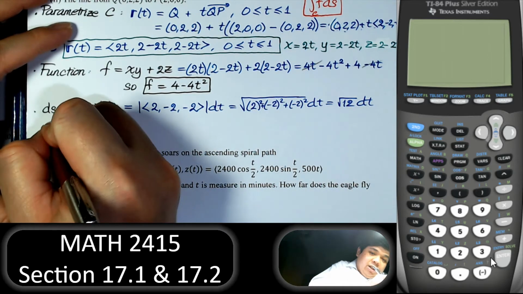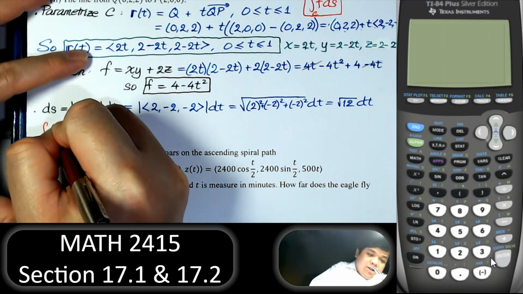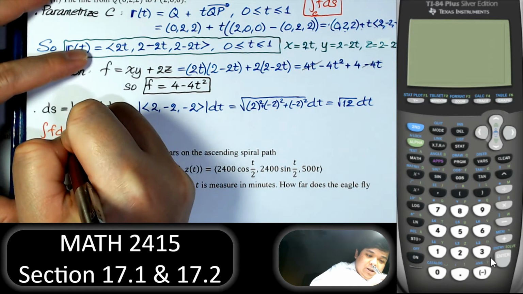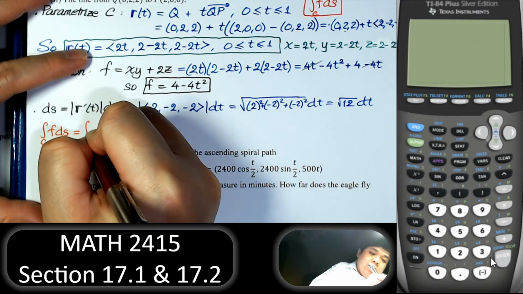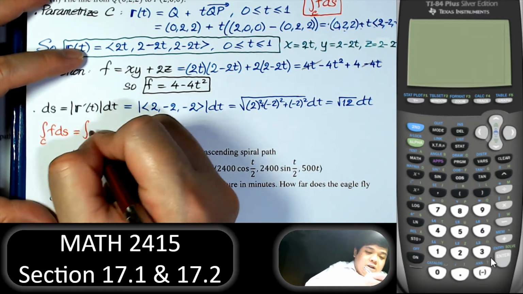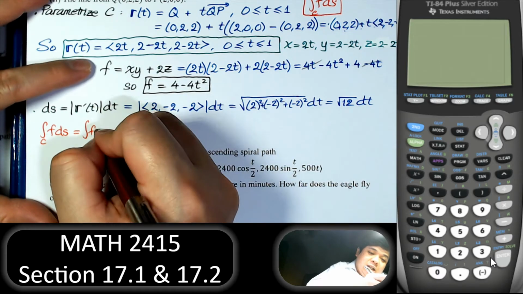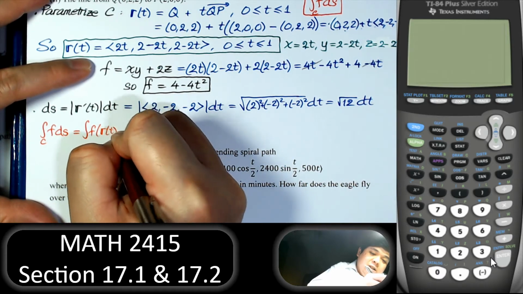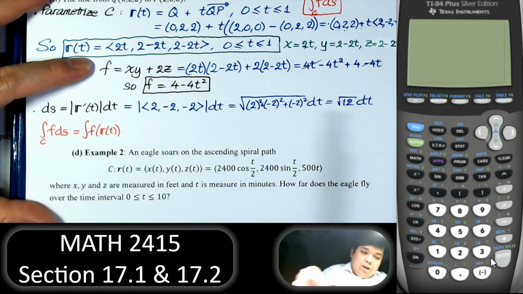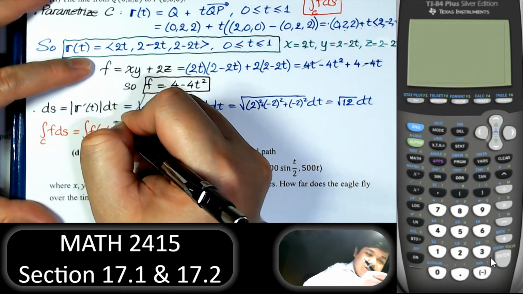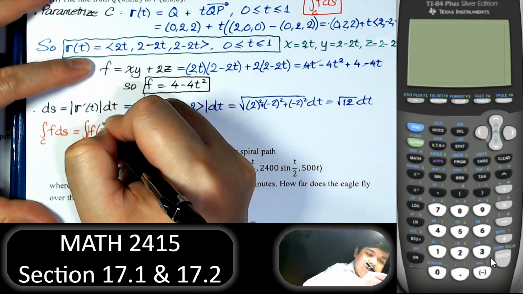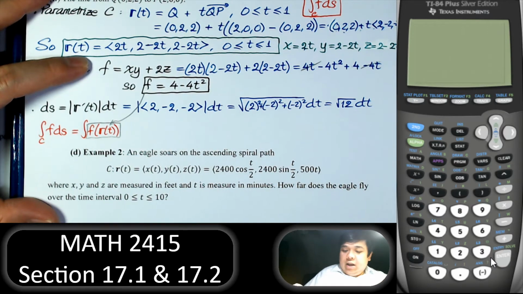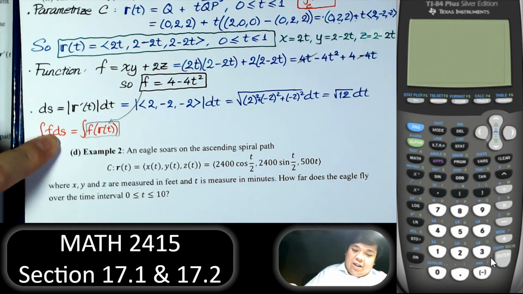And finally, the line integral. We're going to write the function in terms of t, which is this. And then ds is equal to that.